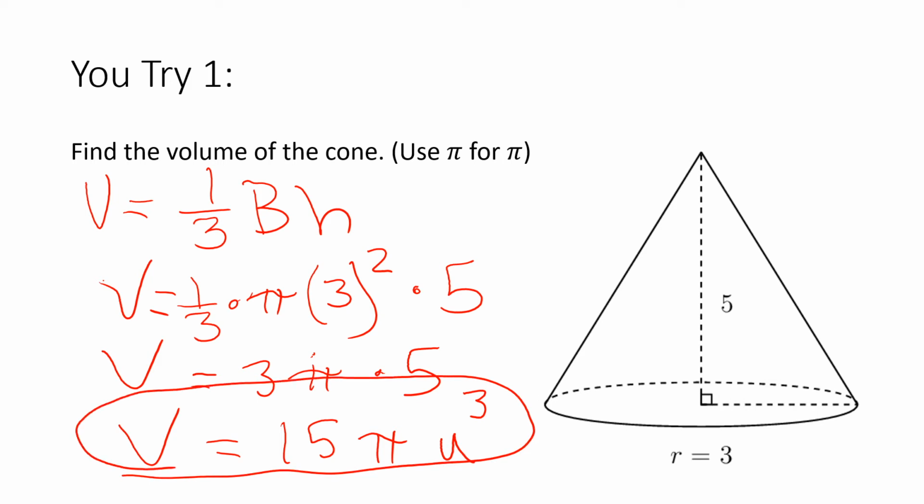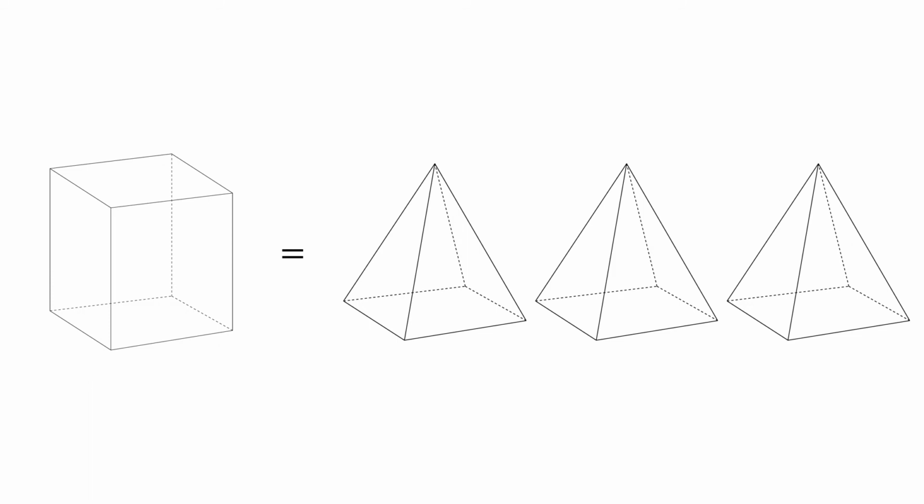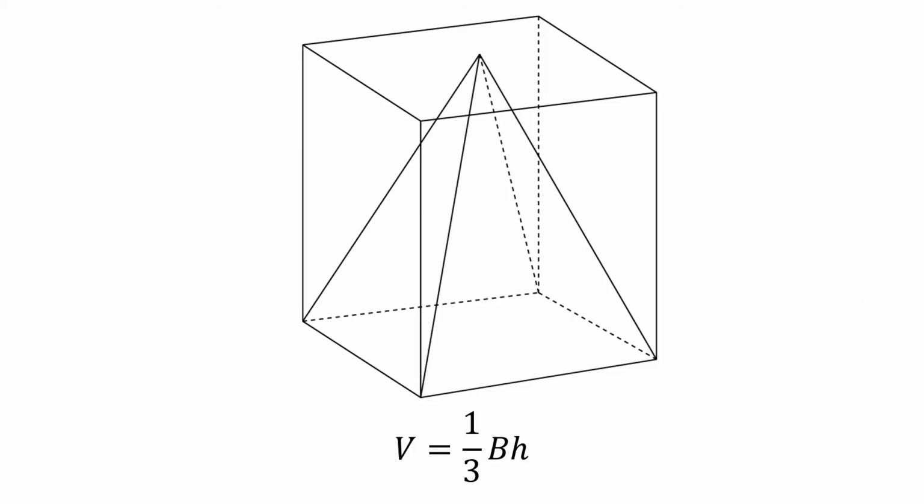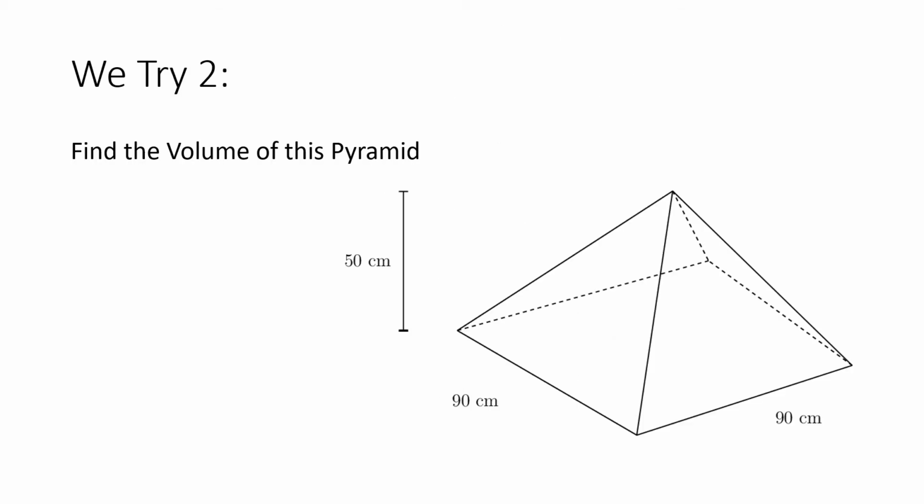15 pi units cubed. Now, let's look at pyramids. A pyramid is basically part of a cube. So I can take a cube and divide it up into 3 pyramid shapes. And so here I have that. So the volume is equal to 1/3 times the base times the height. So let's find the volume of this pyramid.